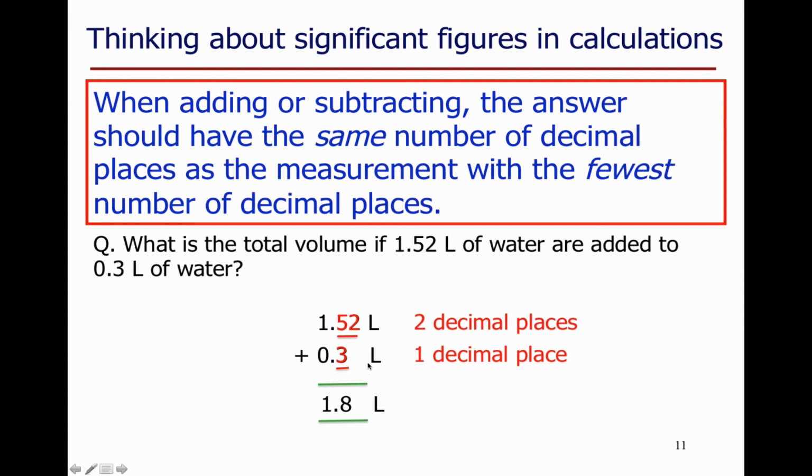So in the 0.3 we have no knowledge at all of what's going on in this next decimal place. So we have no knowledge at all in that decimal place in the answer. So the answer is only written to 1 decimal place. 1 decimal place is 1.8. 1 decimal place, but look, that's 2 significant figures because both the 1 and the 8 are significant here.